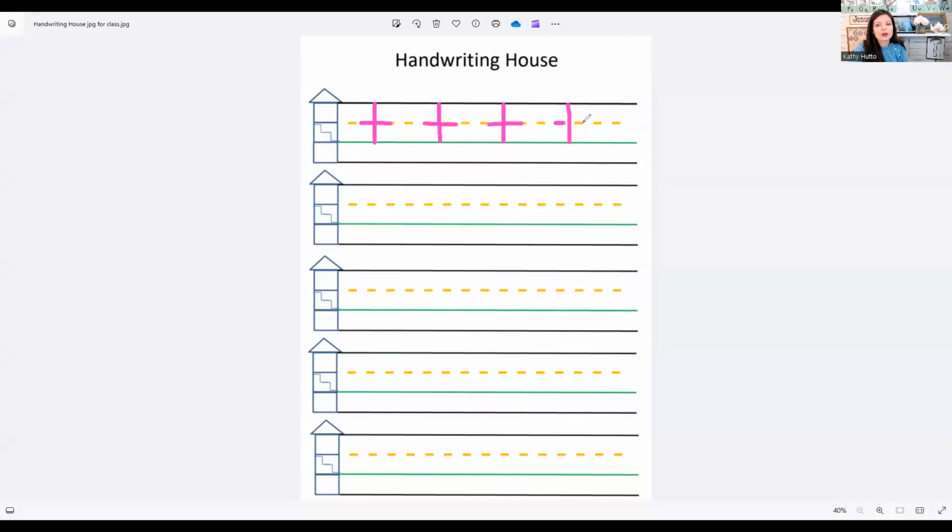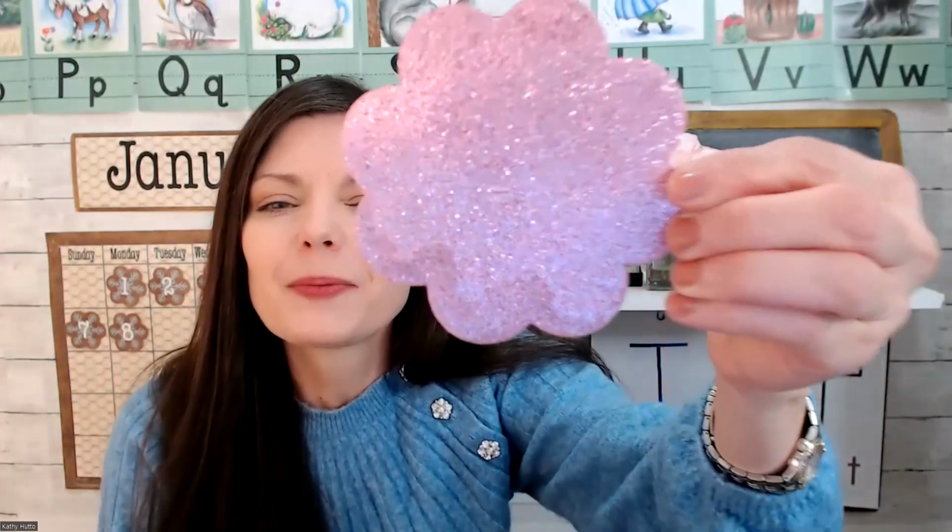Okay, that's the lowercase letter T. And I know you're doing a great job listening and learning and even practicing your T. So this is a sticker for your handwriting paper. Well, now we know what letter T looks like. We can recognize it and write it.